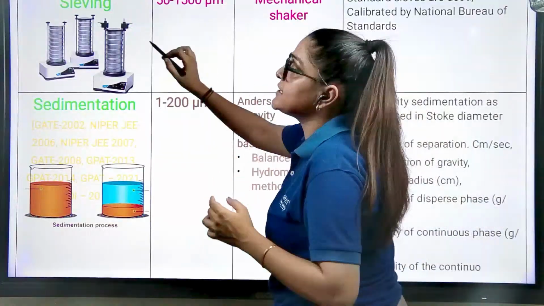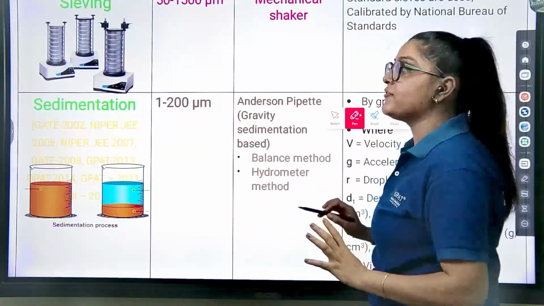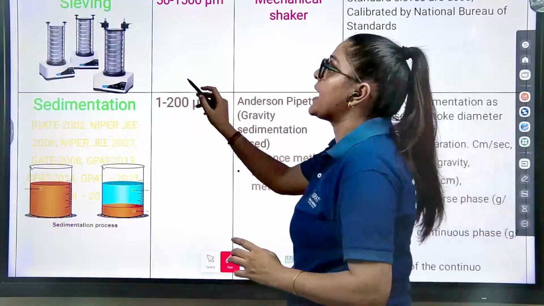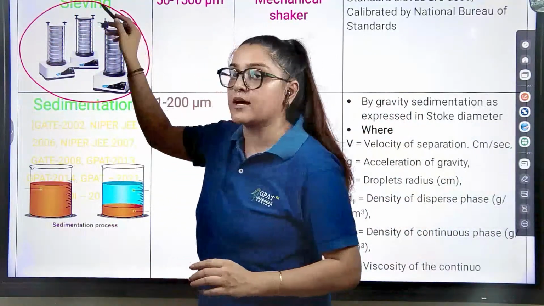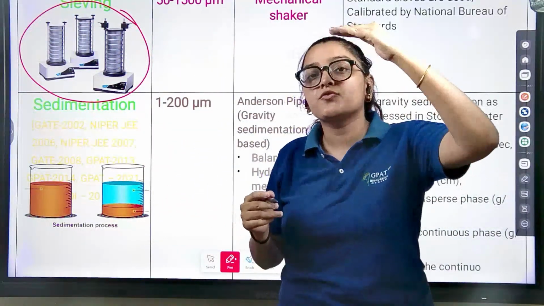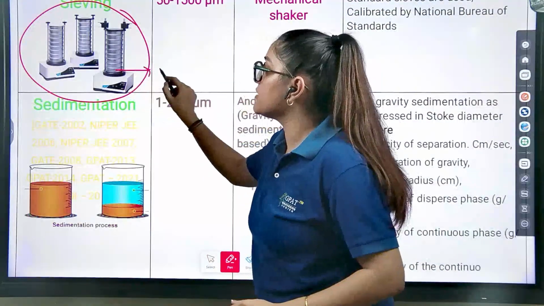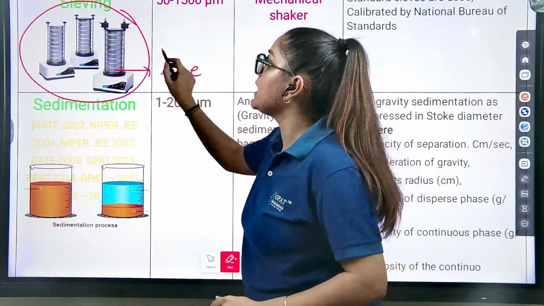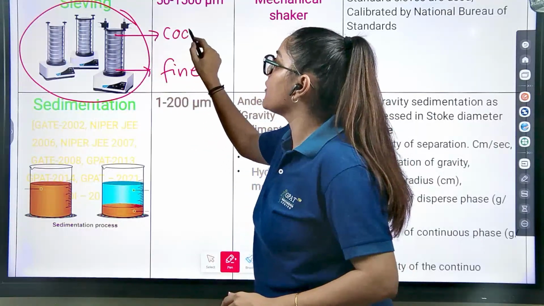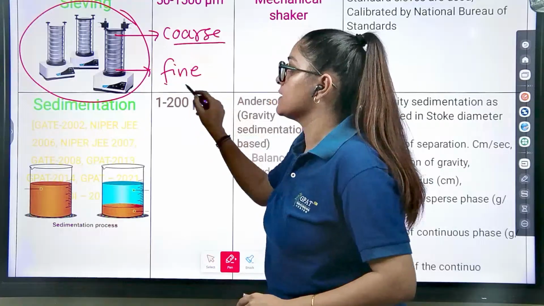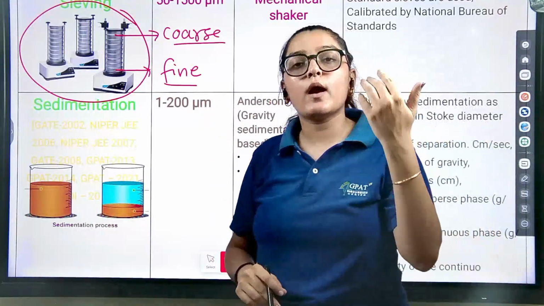Next we have is the sieving method. You all have heard of the sieve; you have seen it in your labs. So here is a sieve shaker. Sieves are placed one above the other. That means the lowest one will have the finest particles and the topmost one will have the coarse particles, right? Fine particle and coarse particle.